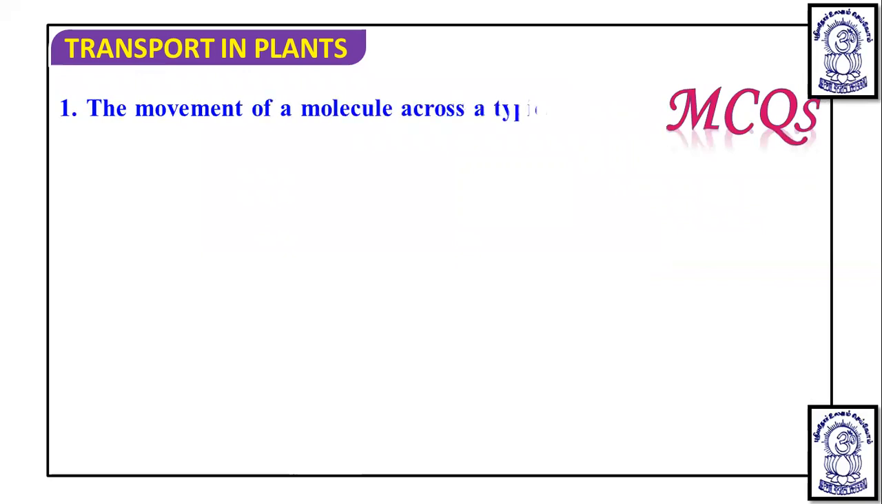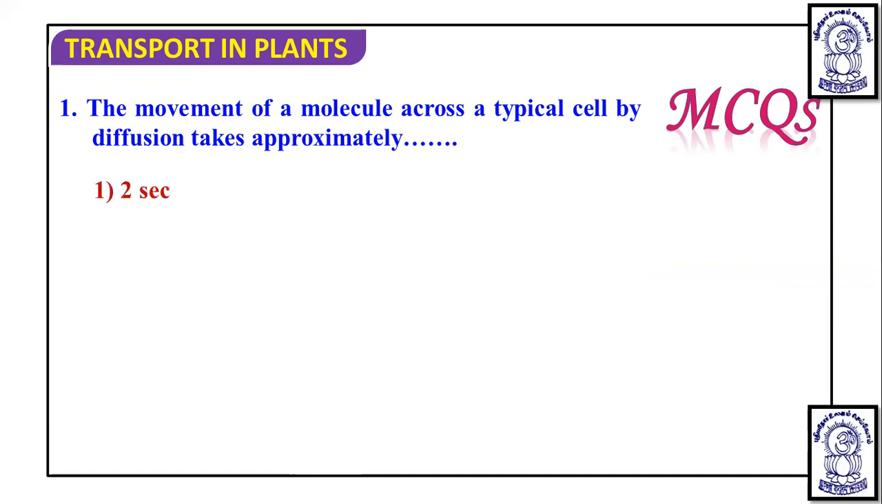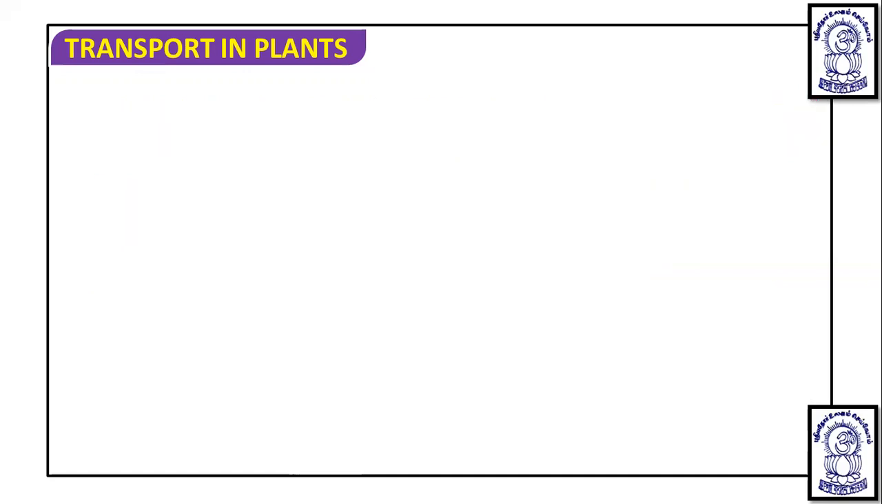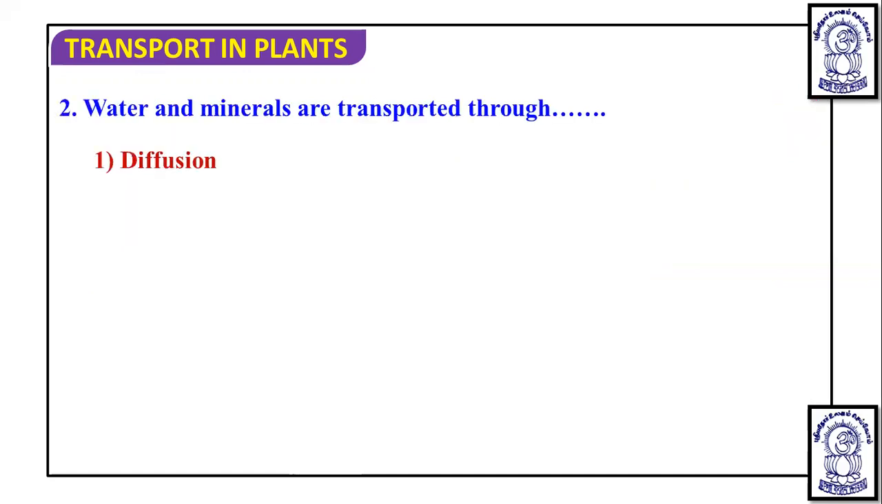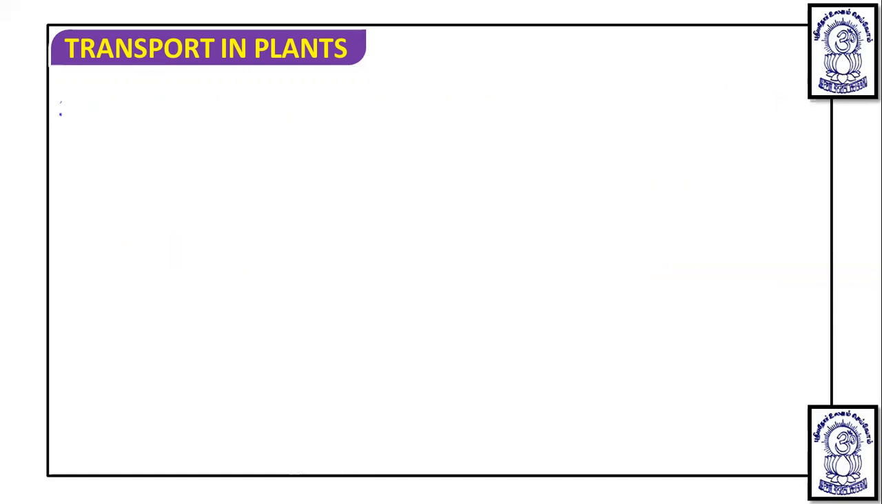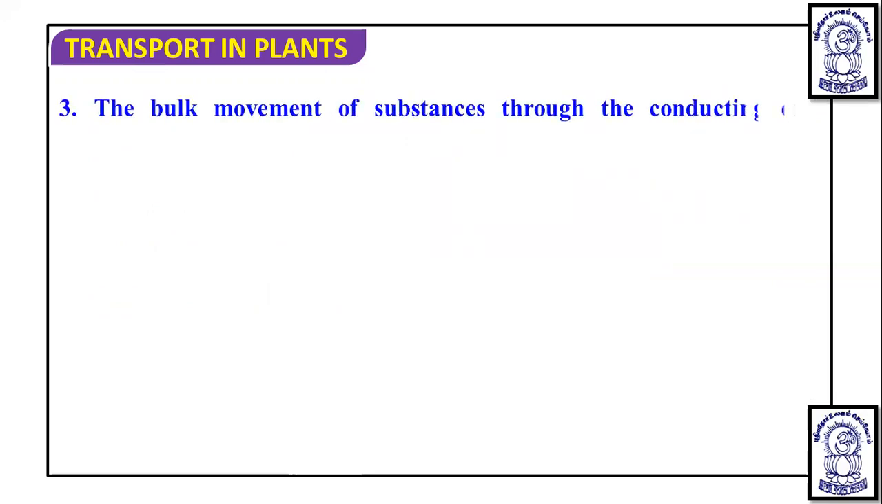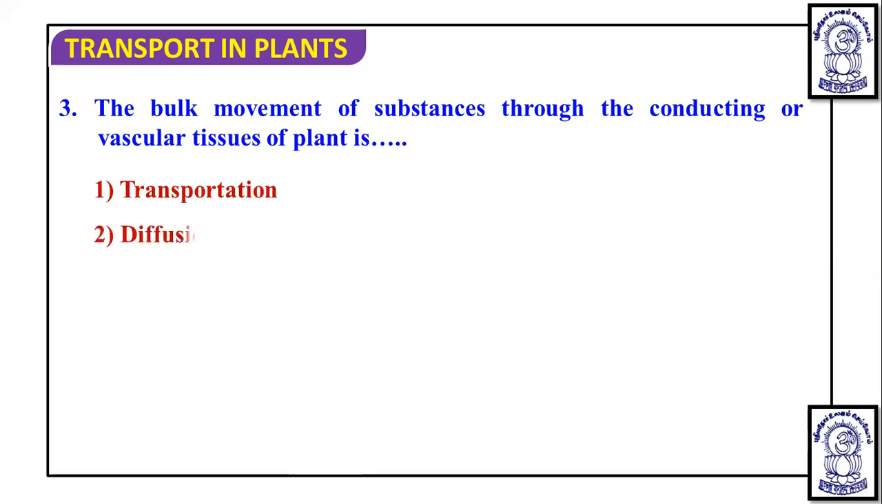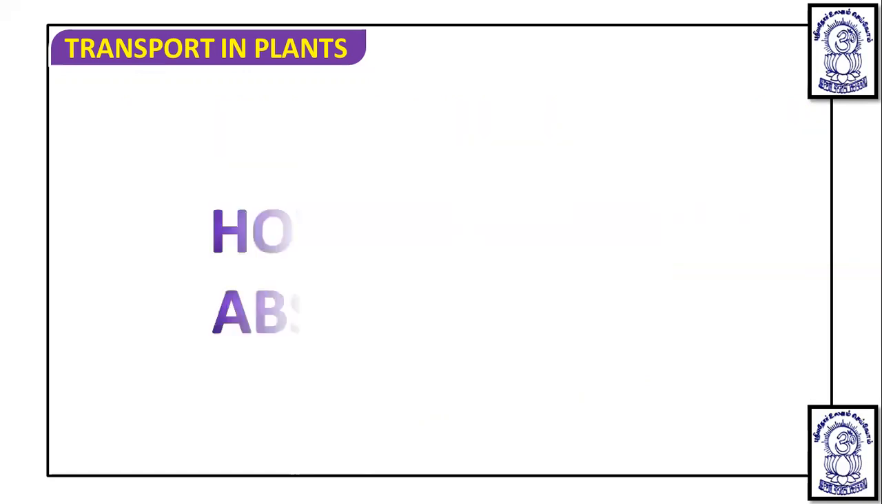So if we talk about some of the questions, the movement of molecules across a typical cell by diffusion takes approximately, as we have discussed, 2.5 seconds for a 15 micrometer movement. Water and minerals are transported through the mass or bulk flow system, through the xylem. The bulk movement of substances through the conducting or vascular tissue of the plant, that is xylem and phloem, is known as translocation. So the third is going to be the correct answer. You should remember translocation is transport through the xylem and phloem.